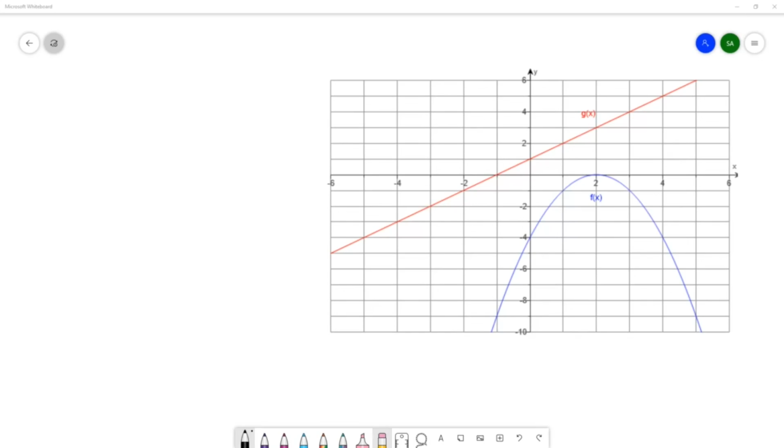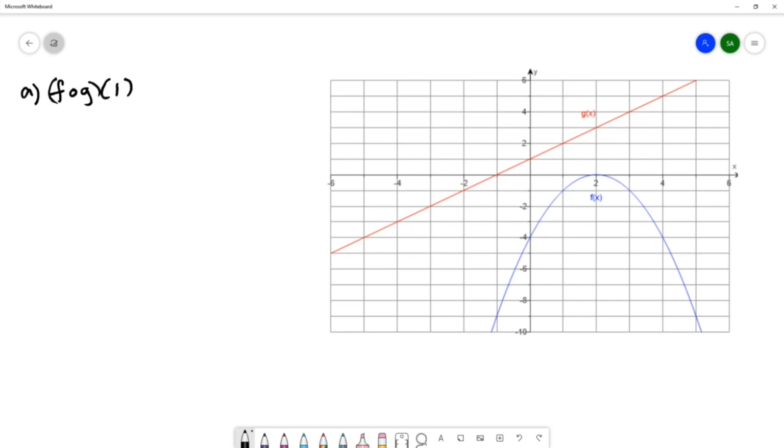On this question, we are given a graph of the line g of x and the curve, this is a parabola, f of x, and we have a few questions related to composition of functions. I'm going to give you these questions one at a time, and we'll work through them. So the first one we're going to work on is f composed with g of 1.